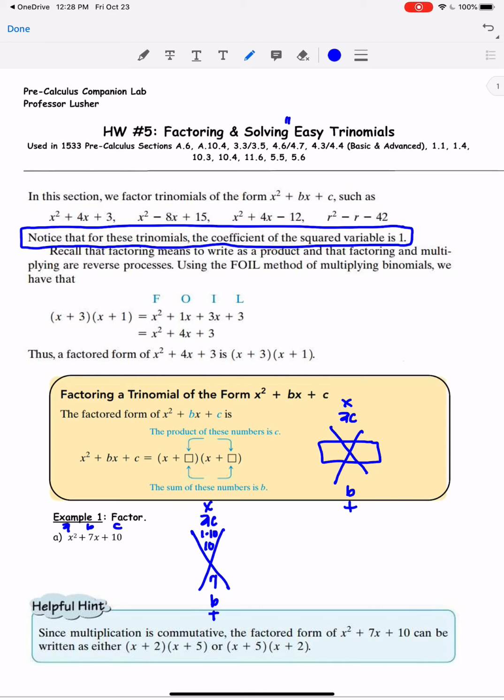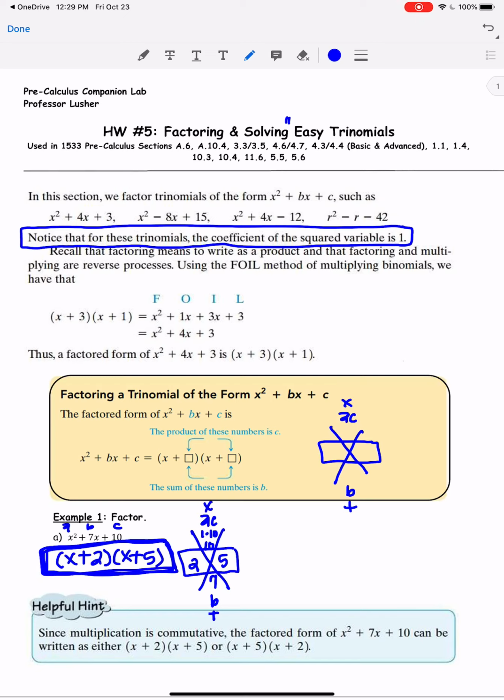Now, unfortunately, if you're not good at your multiplication, this is going to be tricky for you. There's only 2 ways to multiply to 10: 1 times 10 and 2 times 5. Luckily, 2 times 5 gets me to 10 and then adds up to 7. Right? 2 times 5 is 10. 2 plus 5 is 7. So now this is going to factor to x plus 2 and x plus 5. And so that is my final answer.